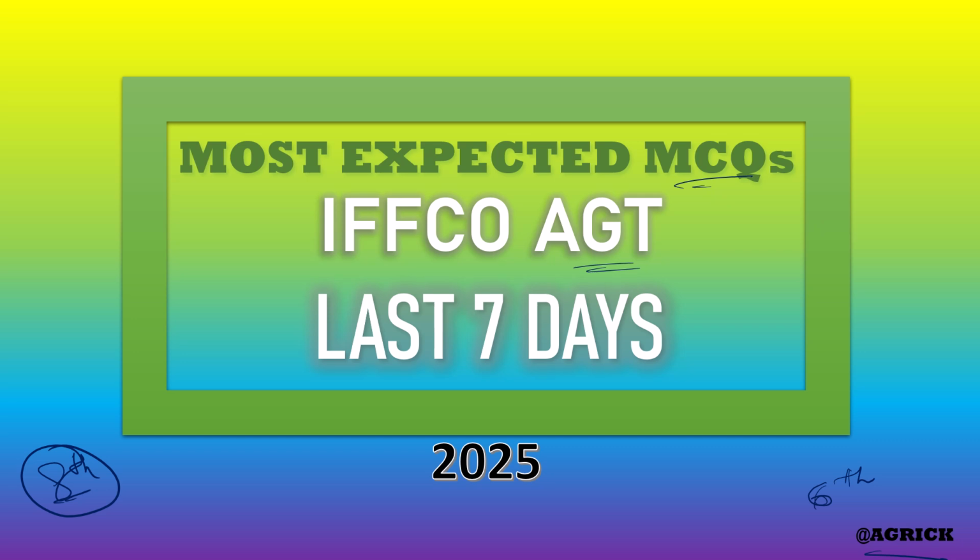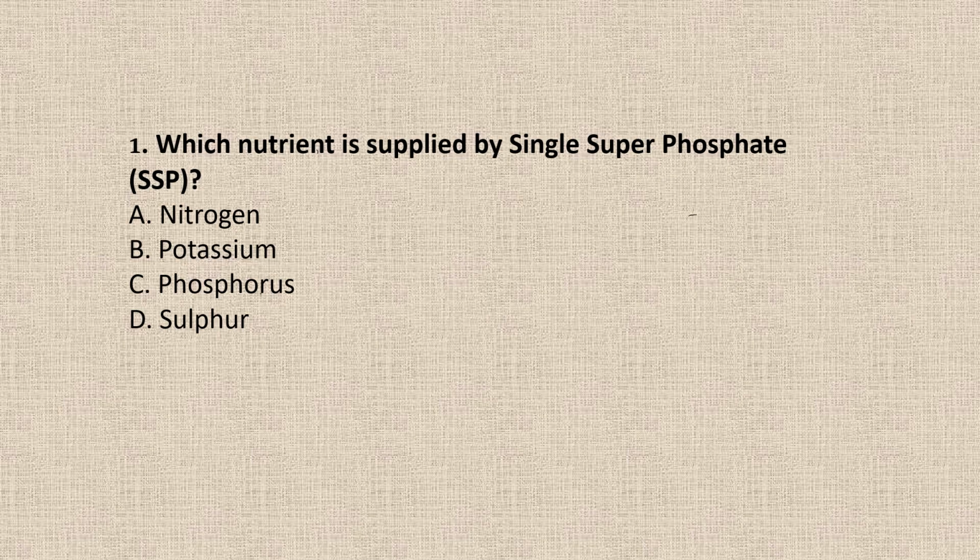Okay, so let's start. First is, which nutrient is supplied by single superphosphate? Nitrogen, potassium, phosphorus, and sulfur. So the straightaway answer is, since it is given here single super phosphate, phosphate is given, so it's very obvious that the nutrient supplied is phosphorus only.